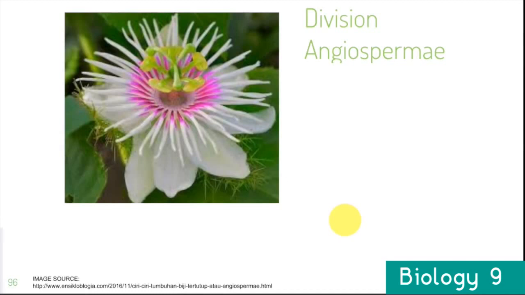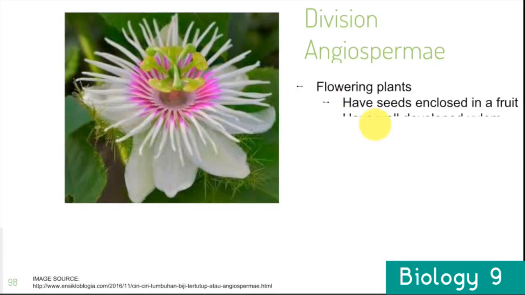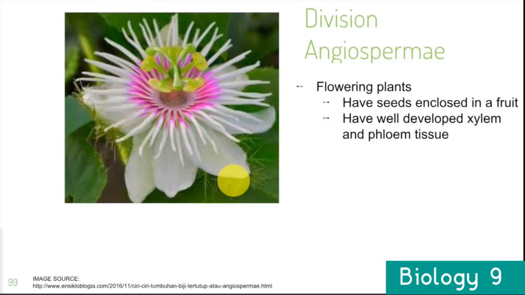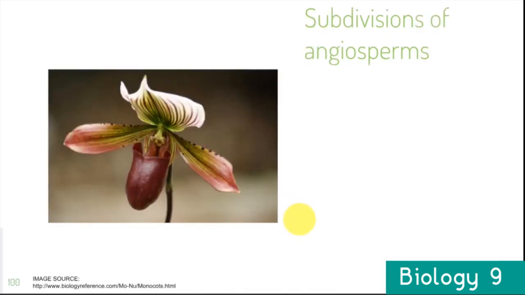Angiosperms. This is another division of the flowering plants. And they're the biggest group of land plants on Earth. Their reproductive structures, of course, are flowers. They've got seeds that are enclosed in a fruit, and they've got a well-developed transport system. Another subdivision is the angiosperms.